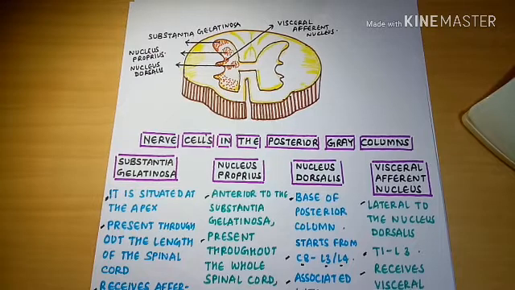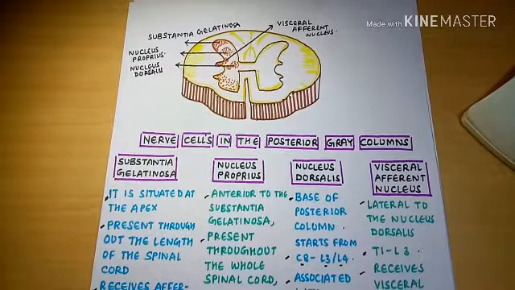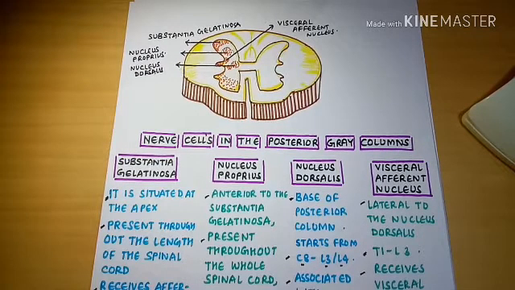Today's part of the video will be covering the nerve cells which are present in the lateral gray column and the white matter. We will start the white matter. In the previous section of the videos we had covered the nerve cells which are present in the anterior gray column and the posterior gray column. So today's topic, we will be starting with the nerve cells in the lateral gray column and then we will start the white matter.